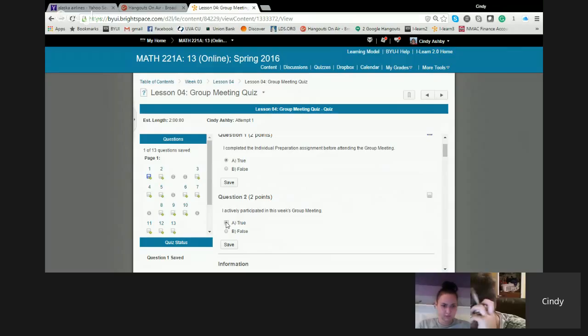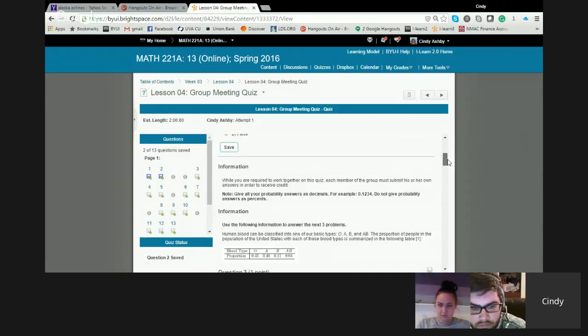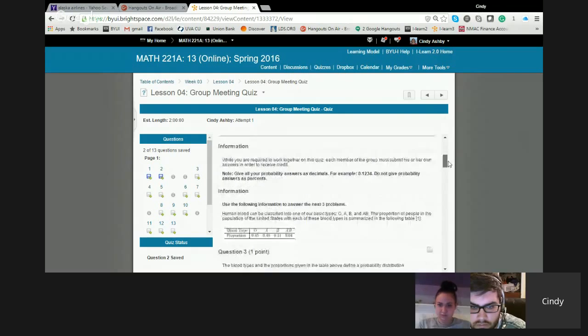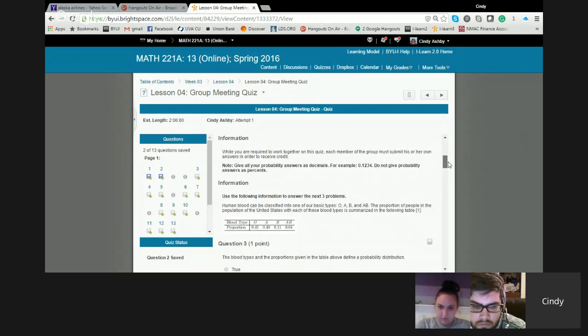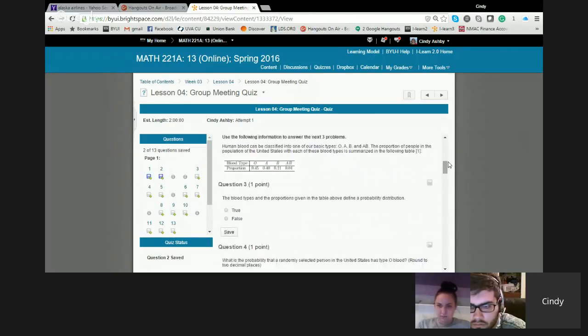Alright, the first ones are the same every time that we participated. Moving on. Okay, so information. While you're required to work together on this quiz, each member of the group must submit. Use the following information to answer the next 3 problems. Human blood can be classified into one of four basic types, O, A, B, and AB. The proportion of people in the population of the United States with each of these blood types is summarized in the following table.